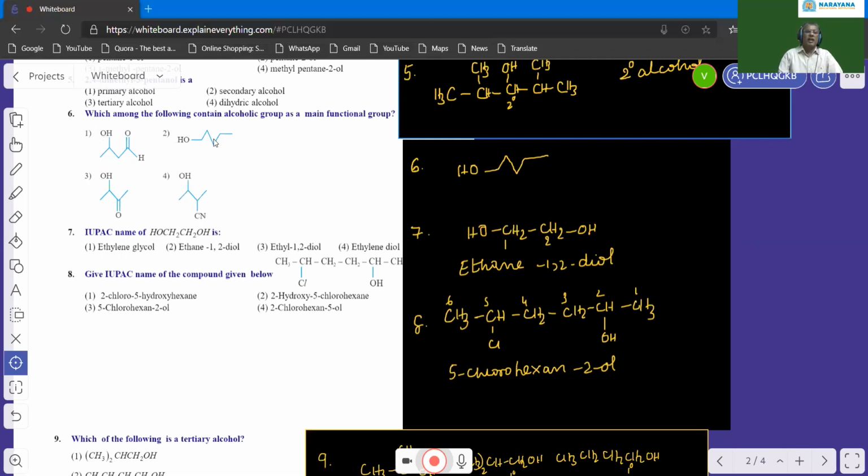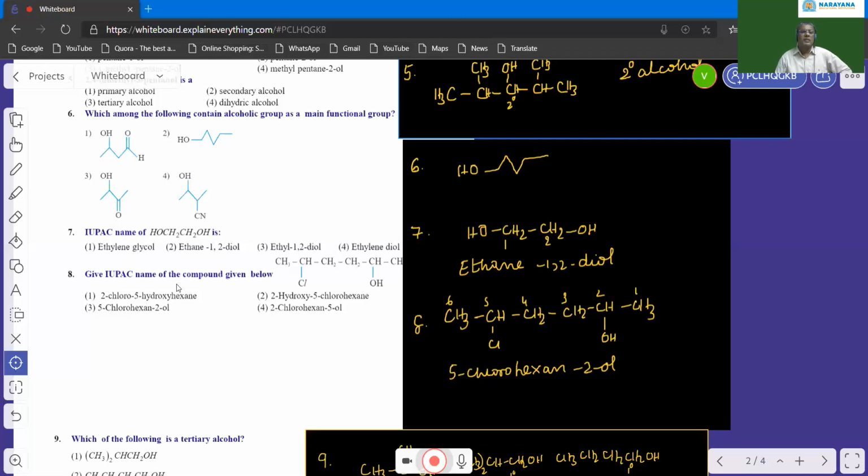In the second option, no other functional group is present. So only the OH group is present, and that is the principal functional group. So second option. Next, IUPAC name of OH CH2 CH2OH. If you give numbering, that is ethane 1,2 diol. The IUPAC name of that compound is ethane 1,2 diol.